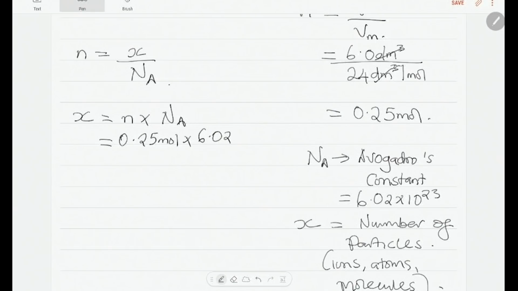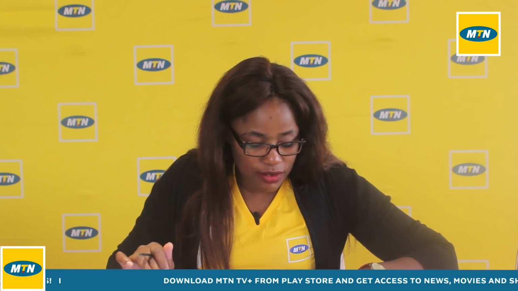When you multiply that, we are going to get 1.5 multiplied by 10 to the power 23. We look at the options which have been given there. Do we have the answer which is similar to what we've gotten here? The only option which is similar to our answer is option A. Option A is 7.5 times 10 to the power 23, and that is the correct answer. So the correct answer for question 13 is A.